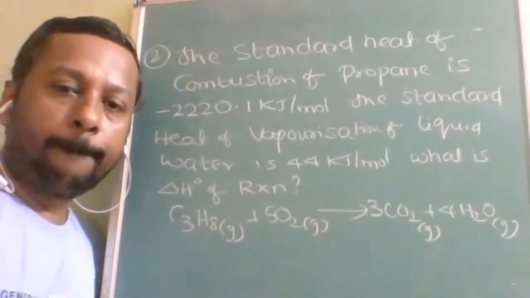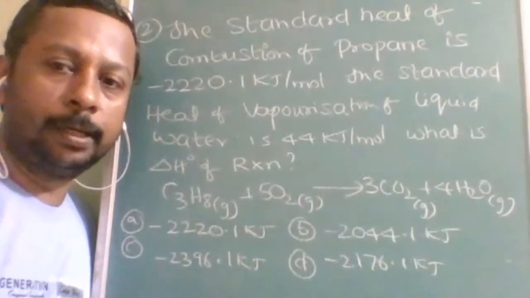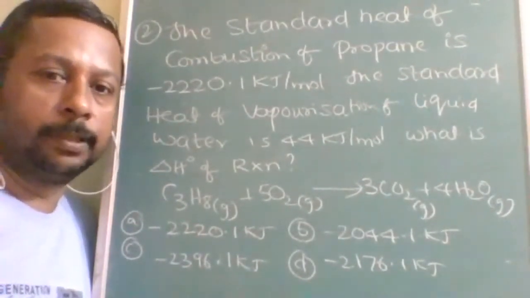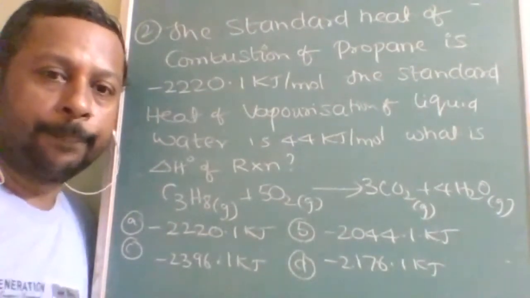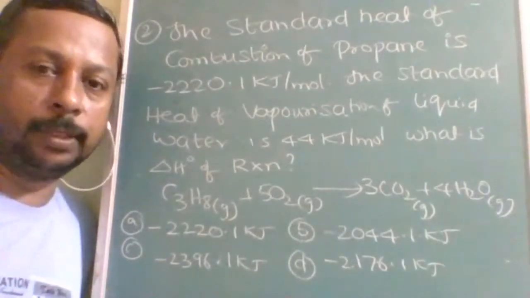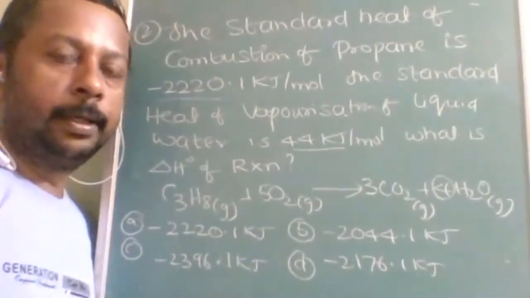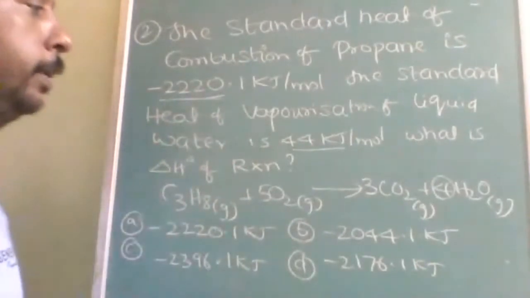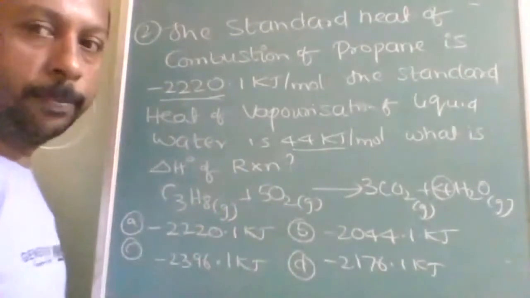You can try. Here are the options also. If you have perfectly tried, then you can cross check with the options. A is 2220.1, the same. B answer is 2044.1 and C answer is 2396. 2176 is the D option. See, this is based on the fact that enthalpy of combustion is released. So it is a simple one-step answer if you know it properly.